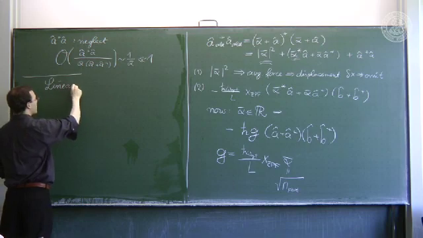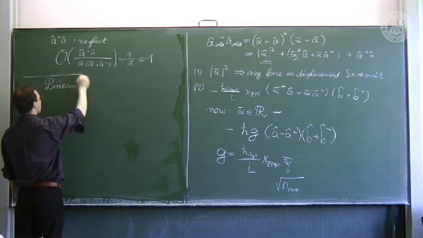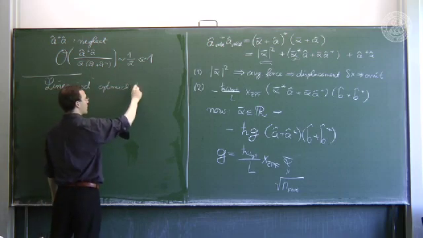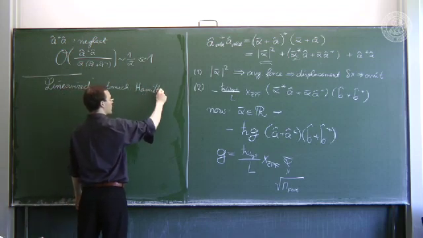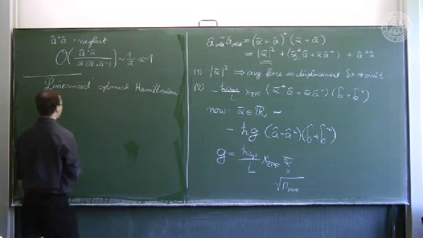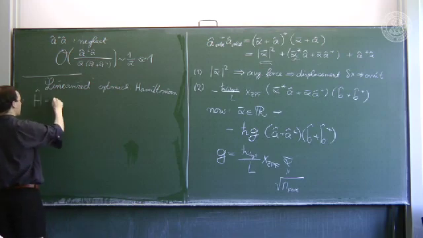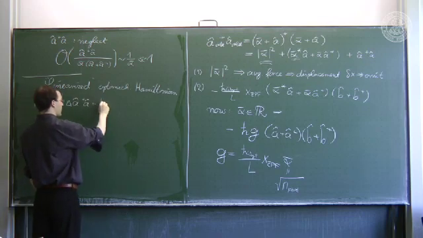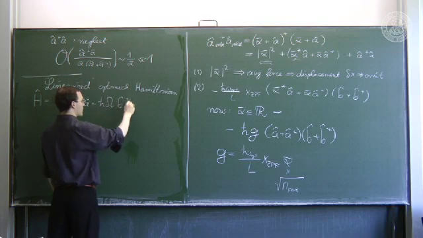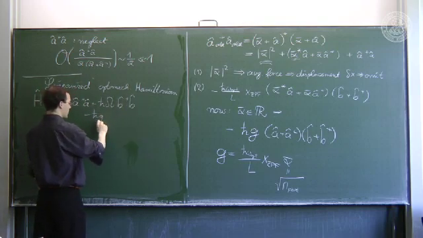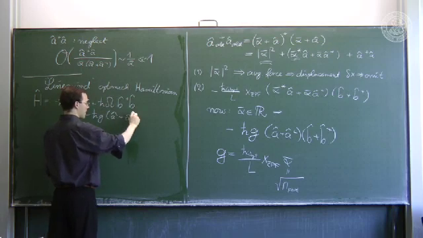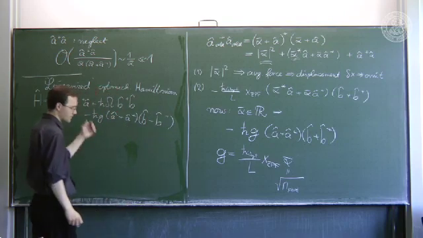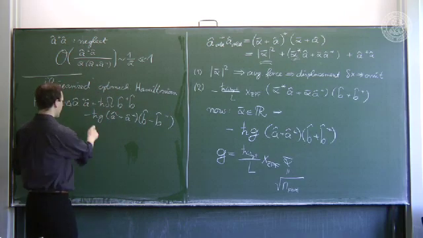So again, in total, we get the linearized optomechanical Hamiltonian. So that is minus h bar delta A dagger A plus h bar omega times the phonon number minus h bar G times A plus A dagger times B plus B dagger. And that's the important interaction.